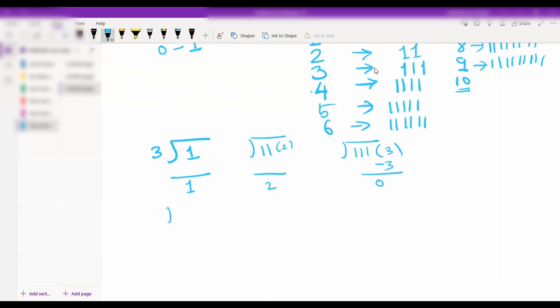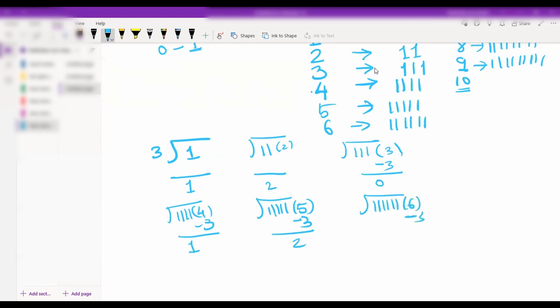Now the next number is 4. That is 4 occurrences of 1. Is it divisible by 3? No, it is not divisible by 3. It is generating remainder 1. Next number is number 5. Is it divisible by 3? No, it is not divisible by 3. It is generating the remainder as 2. Now the next number is 6. Whether 6 is divisible by 3? Yes, it is divisible by 3 with the remainder 0.